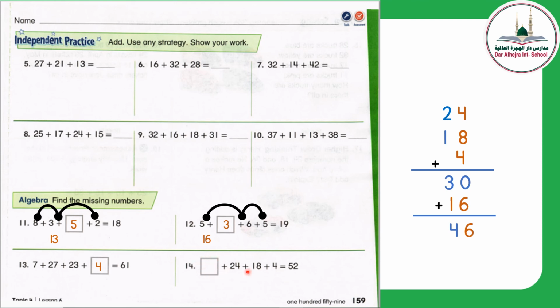That means I need to add something more to this 46 to get to 52. Now I need to count after 46 until I reach 52. I can do this counting by using my fingers, or I can draw dots to count how many more I need to go until I reach 52. So let's count after 46: 47, 48, 49, 50, 51, 52. I have reached 52. How many did I count? 1, 2, 3, 4, 5, 6. That means my missing number is 6 here.